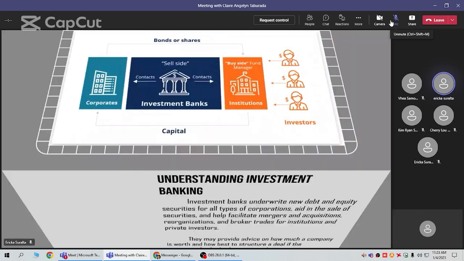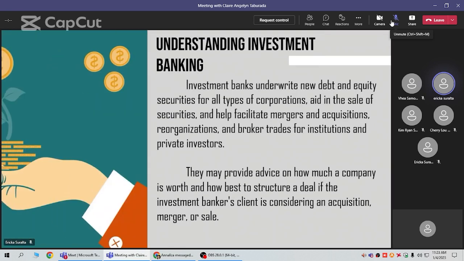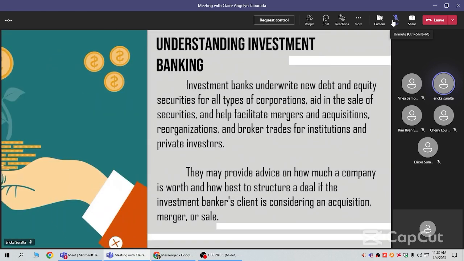And then here, understanding investment banking. Investment banks underwrite new debt and equity securities for all types of corporations. They aid in the sale of securities and help facilitate mergers and acquisitions, reorganizations, and broker trades for institutions and private investors. They may provide advice on how much a company is worth and how best to secure a deal if the investment banker's client is considering an acquisition, merger, or sale.